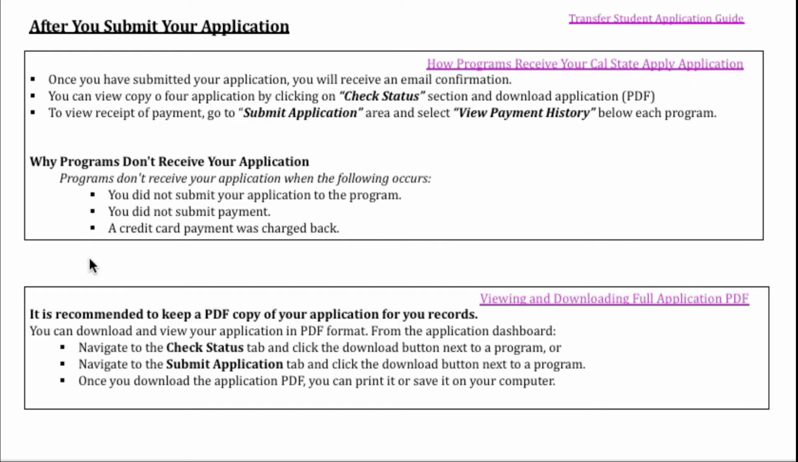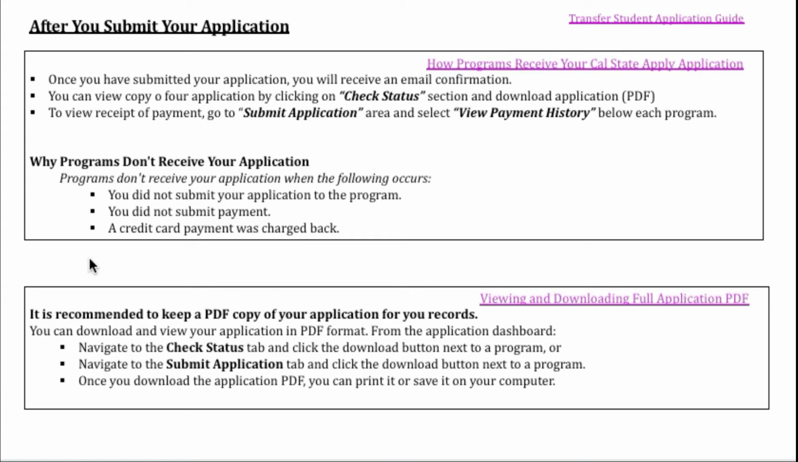So there are some occasions where CSU does not receive your application, and these are typically due to a couple of different types of errors. One is you didn't submit your application to the program, you didn't submit your payment, or the credit card payment was charged back. So you probably want to just go and make sure that you're checking both your payment history and your check status to make sure everything went through and there's no problems.